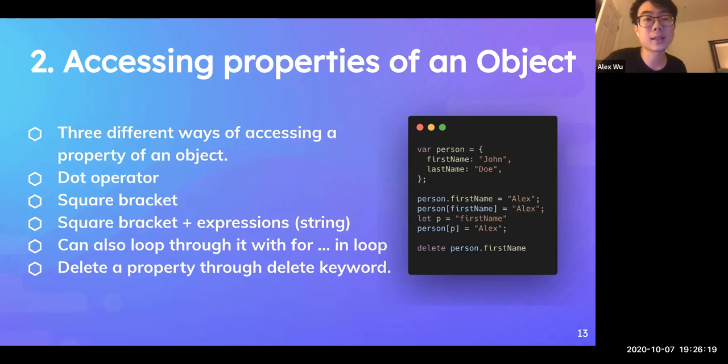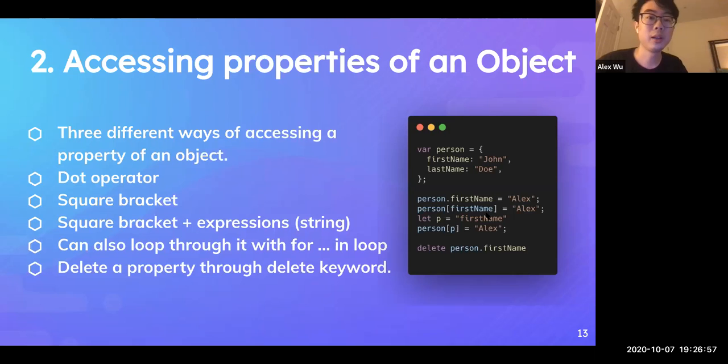There are mainly three different ways for us to access a property of an object. First of all, the dot operator. It's person dot first name equals Alex, and using this will change the first name from John to Alex. The second is the square bracket. You can use the square bracket with the property name within it: person square bracket first name square bracket equals Alex. You can also change John to Alex.